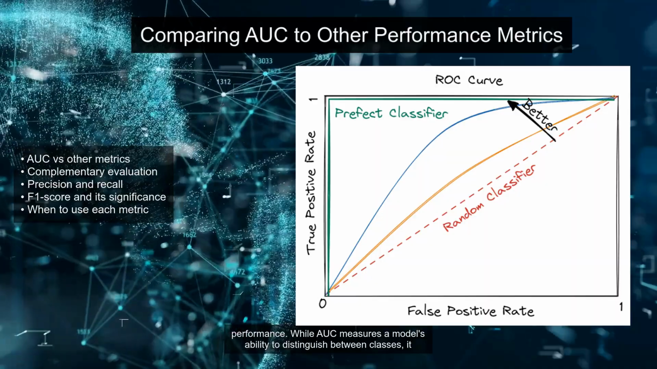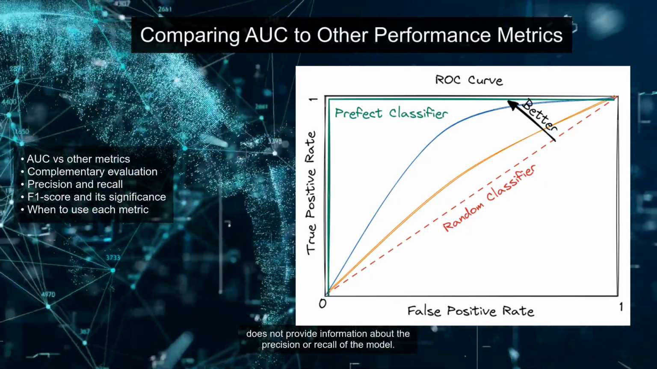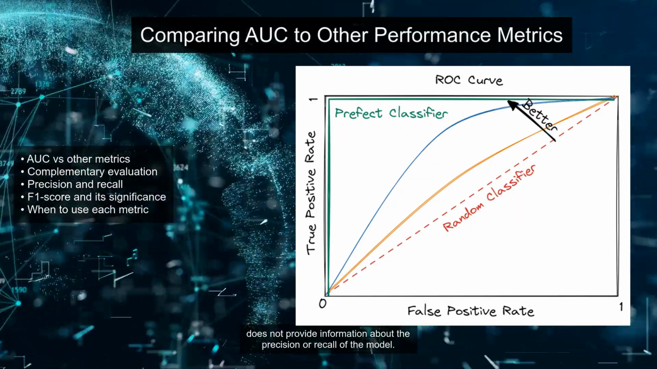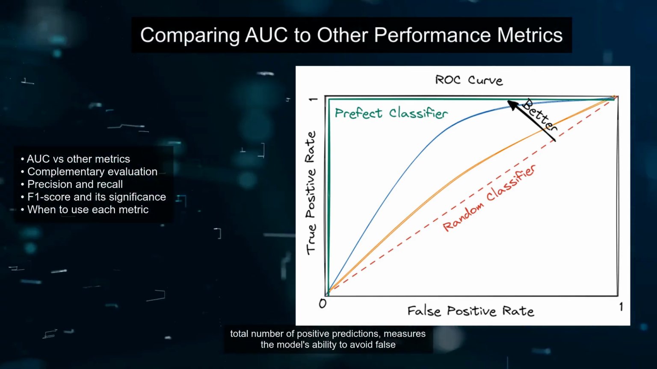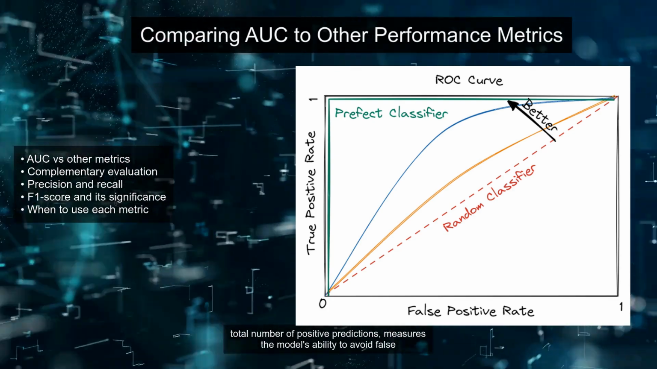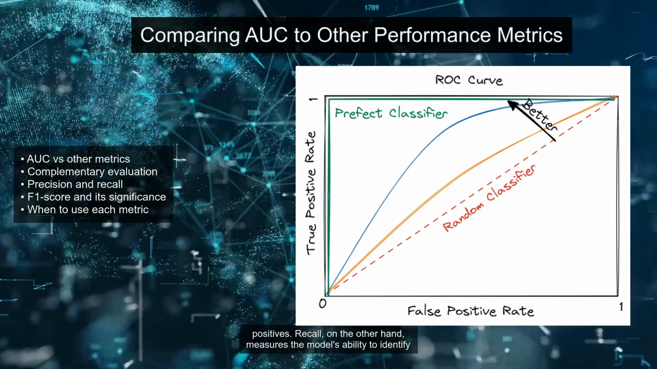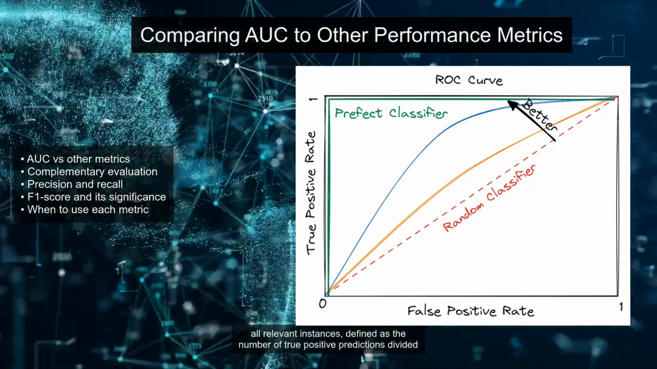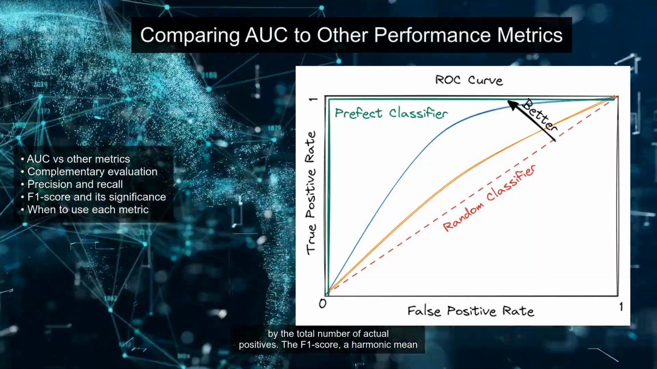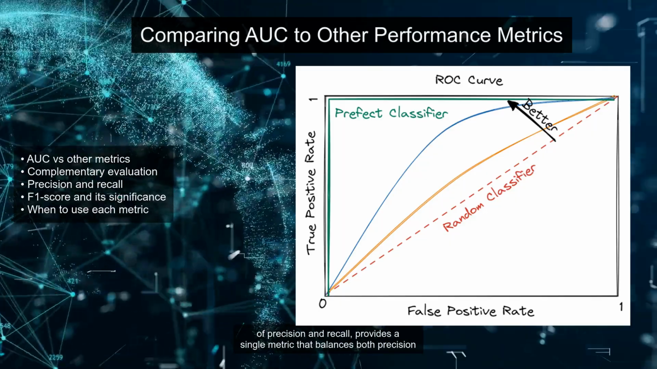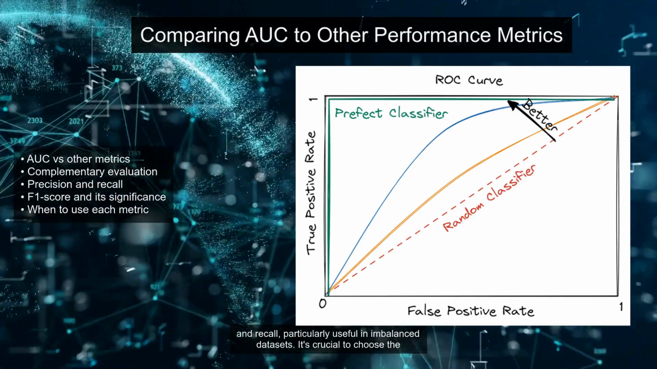While AUC measures a model's ability to distinguish between classes, it does not provide information about the precision or recall of the model. Precision, defined as the number of true positive predictions divided by the total number of positive predictions, measures the model's ability to avoid false positives. Recall, on the other hand, measures the model's ability to identify all relevant instances, defined as the number of true positive predictions divided by the total number of actual positives. The F1 score, a harmonic mean of precision and recall, provides a single metric that balances both precision and recall, particularly useful in imbalanced datasets.